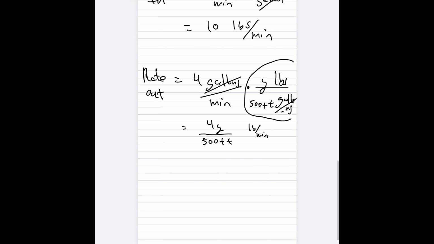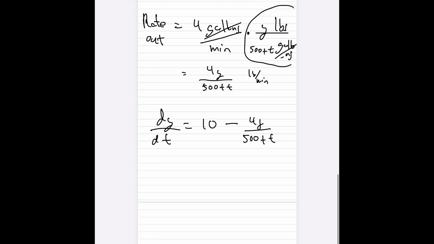Now, if you formed your equation, you have dy/dt equals 10 minus 4y over 500 plus t. That is your differential equation. But one thing that's really important that we're going to need is an initial condition. At the very beginning, you were told that you had 500 gallons of fresh water. What does that mean about the amount of salt? It means that you had no salt at time 0.